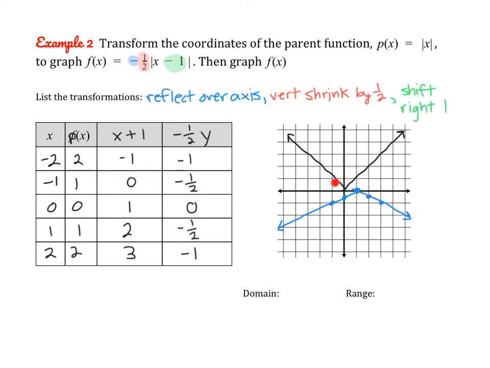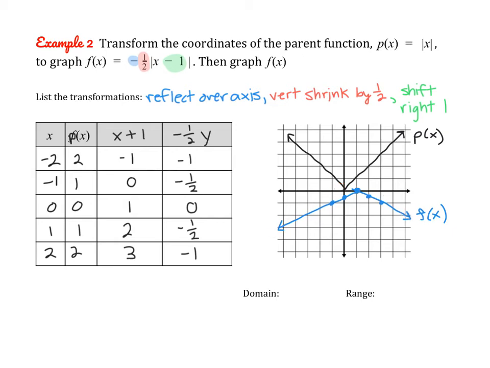So you can see by comparing our parent function, p of x, to our new function, f of x, the original function, it was reflected, so we flipped it upside down. And then you can see that it is a vertical shrink. It looks a little bit flattened, so here it's a little bit wider than it was, and everything was shifted to the right one. So it is important to note when we're doing these transformations, we always do anything involving multiplication first, and then we can do that addition or subtraction.